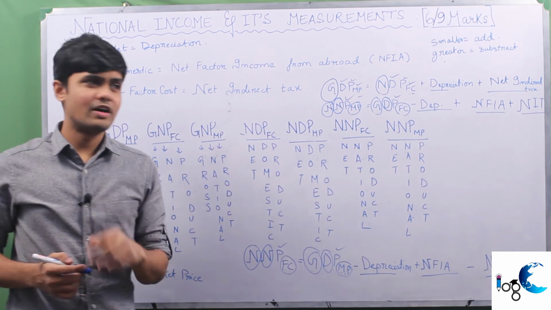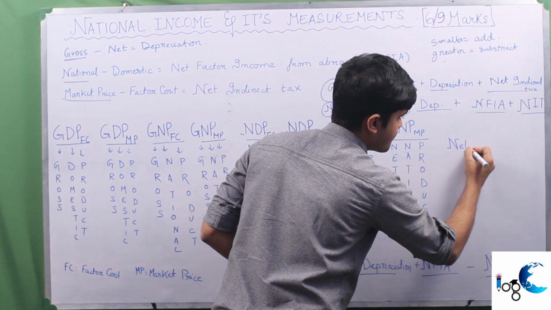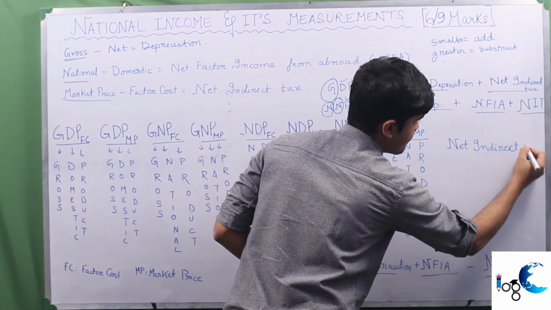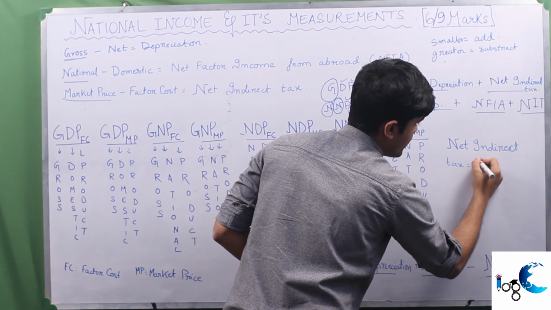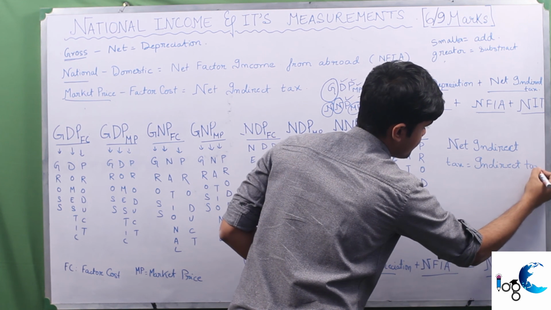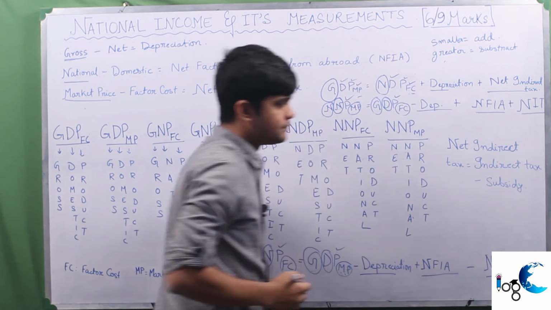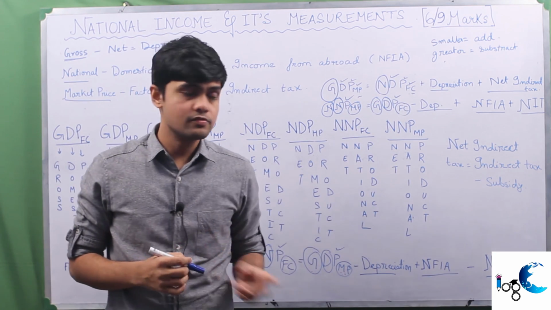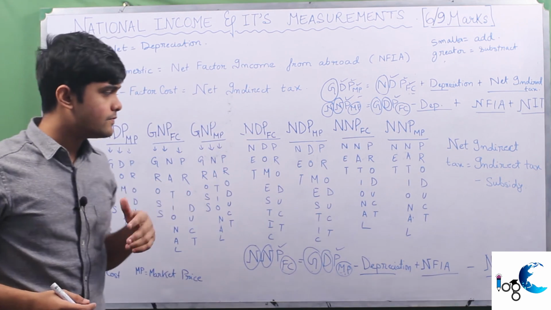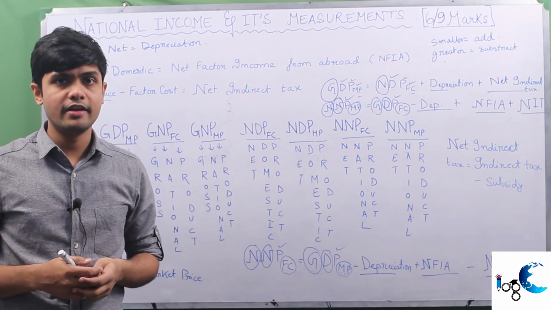And just remember one more thing. NIT, net indirect tax. This formula you must memorize: net indirect tax is equal to indirect tax minus subsidy. In order to do next level problems, we will require this relationship. I hope this is clear. If you have any confusion, then you can just watch this video again and you will get to know.